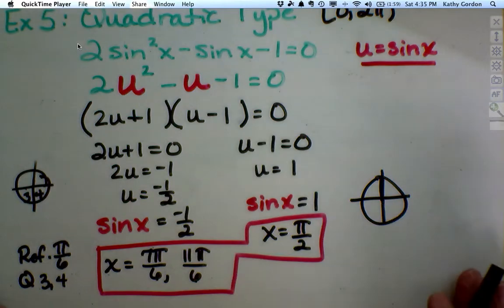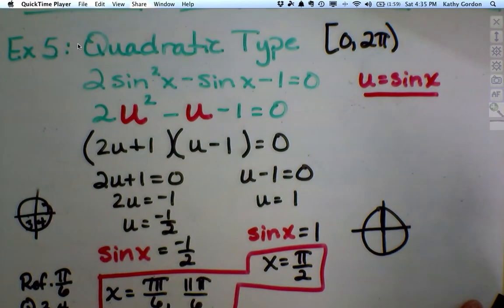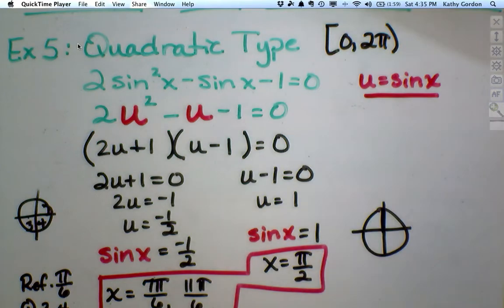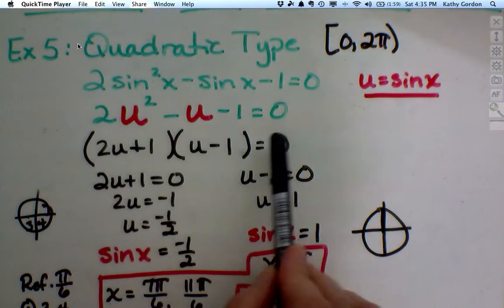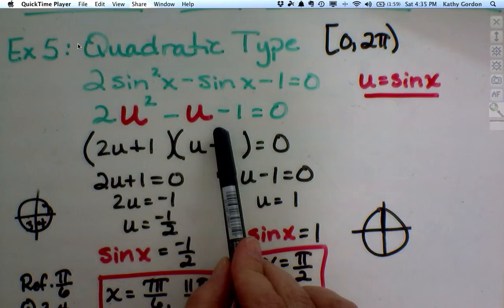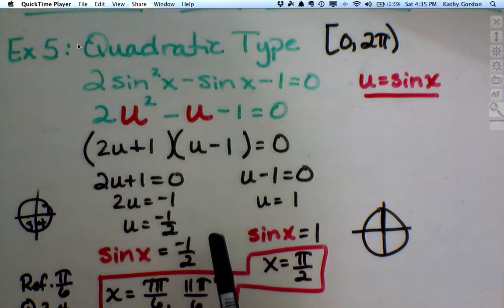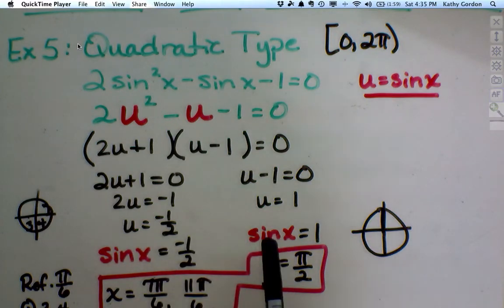Okay? But we're using a quadratic method to solve this, and in those cases, u substitution can be very helpful so that you can just concentrate on the quadratic nature of the equation first to get it factored, and then concentrate on the trigonometric aspect of the equation to finally solve for our variable.